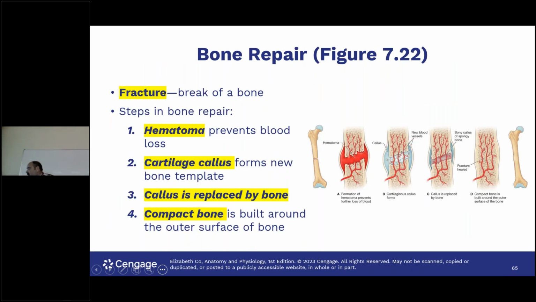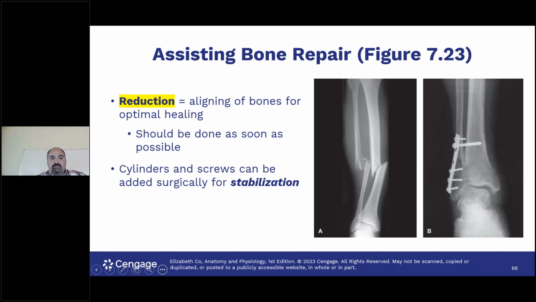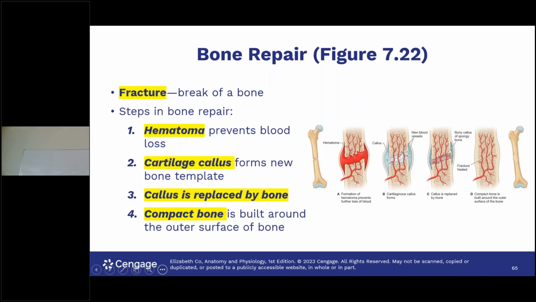Now here we have bone repair, and we're going to stop after fractures. So what's going on as far as the healing of a fracture? I highlighted here for you just to help you memorize this quickly. So a hematoma, you'll see here, is a collection of blood. It prevents blood loss. Cartilage callus forms a new bone template.